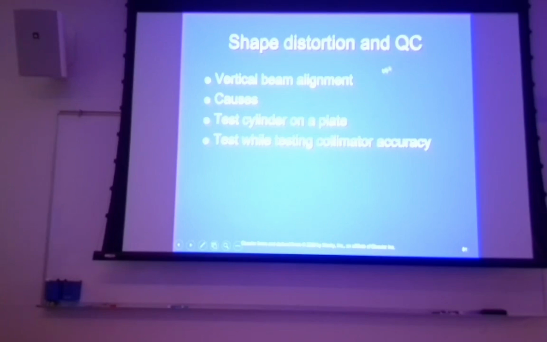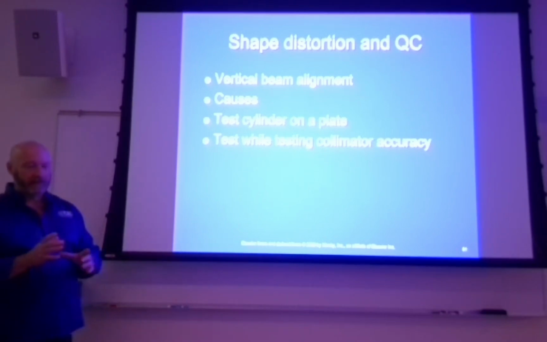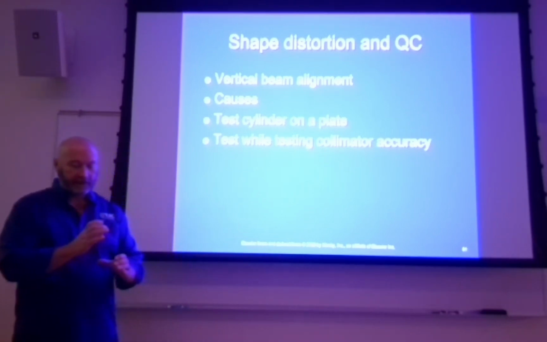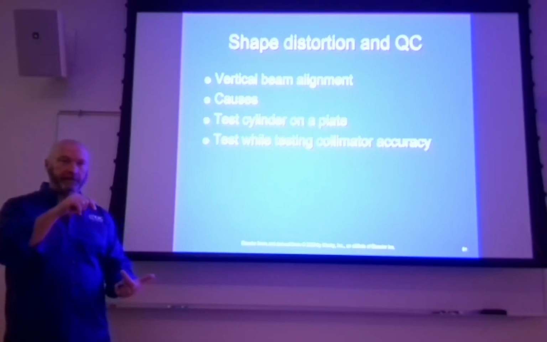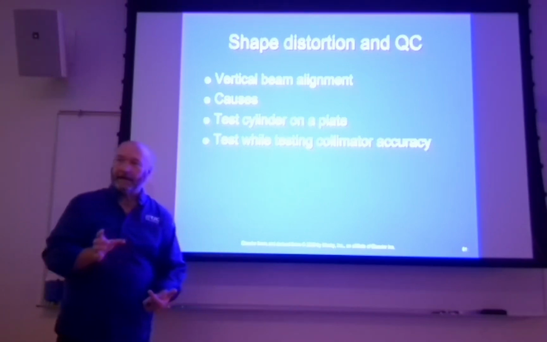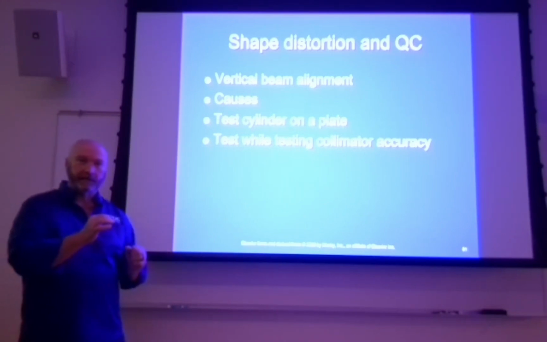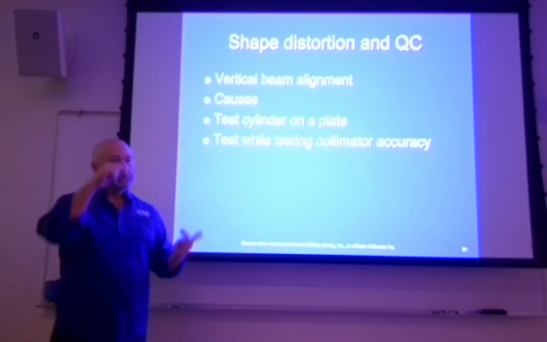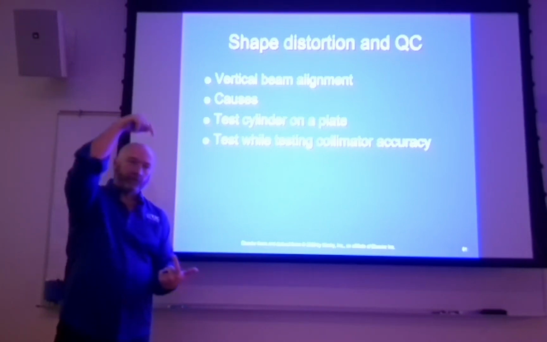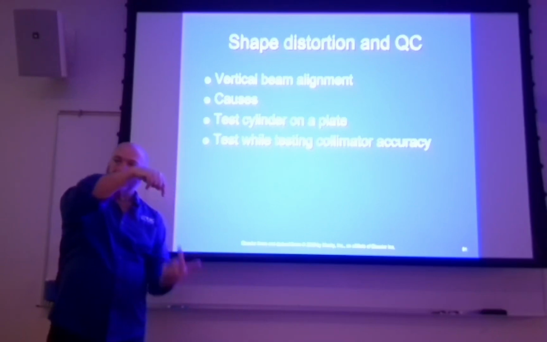So shape distortion and quality control, we have a couple of things. One being vertical beam alignment, and what that involves is a cylinder. I should have pulled this out, but a cylinder has a hole on both ends of the cylinder, okay? So if you make an x-ray of this cylinder, then you can see a change in density where that hole is, okay? They should be directly on top of each other, one in the center of the top of the cylinder and one in the center of the bottom of the cylinder.